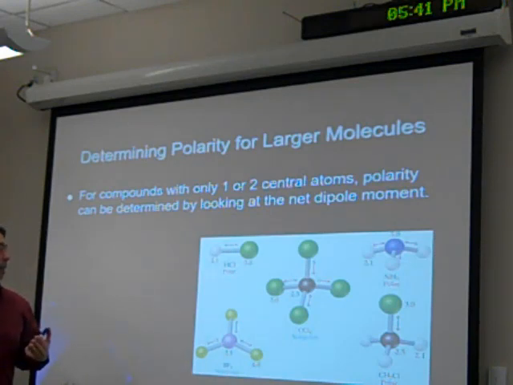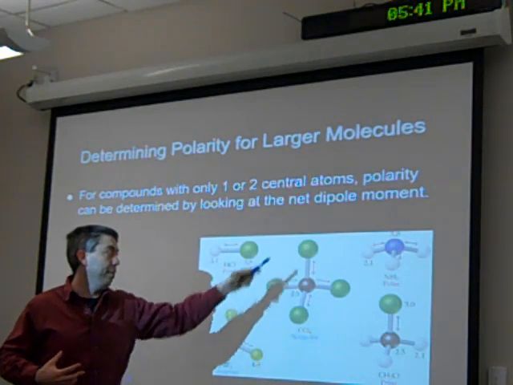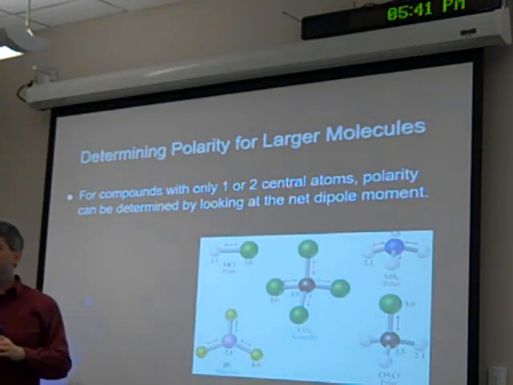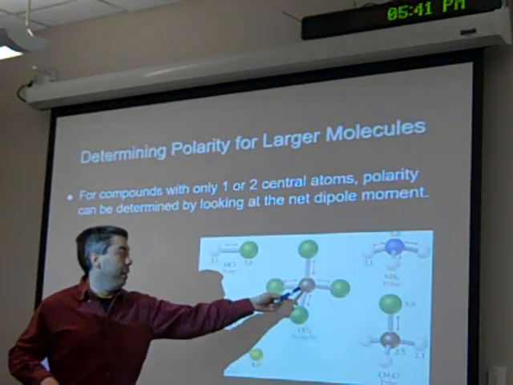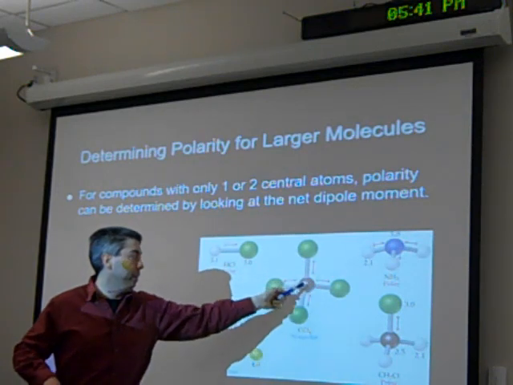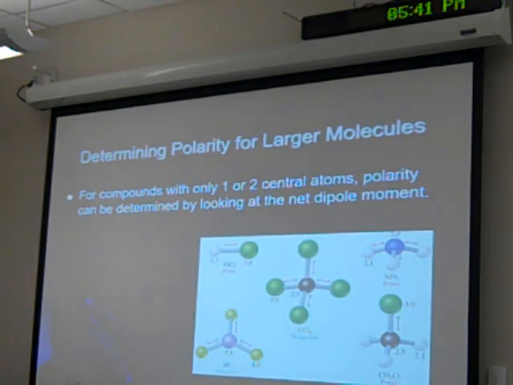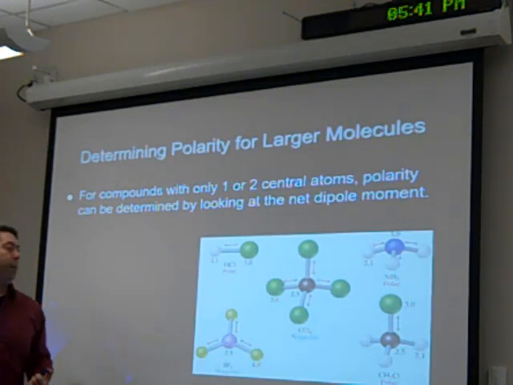So, in essence, if all the atoms bonded to the central atom are the same, and there's no lone pairs, it's going to be nonpolar. Because if this is pulling this way, and this is pulling this way, and this is pulling this way, and this is pulling this way, they're all basically in geometrically opposite directions and with equal strength. It's like a tug of war, but everybody's equal strength. Nobody's going to win, right? So the electrons are going to be equally balanced, and you're going to end up having a nonpolar molecule.